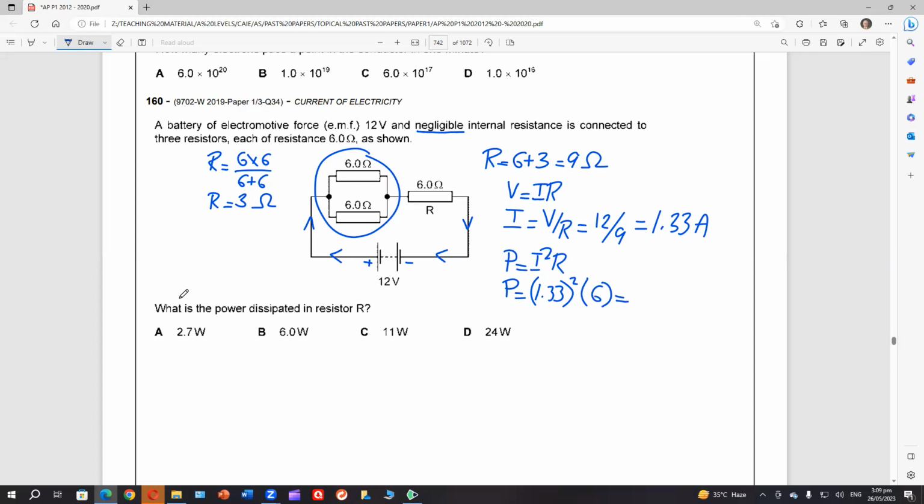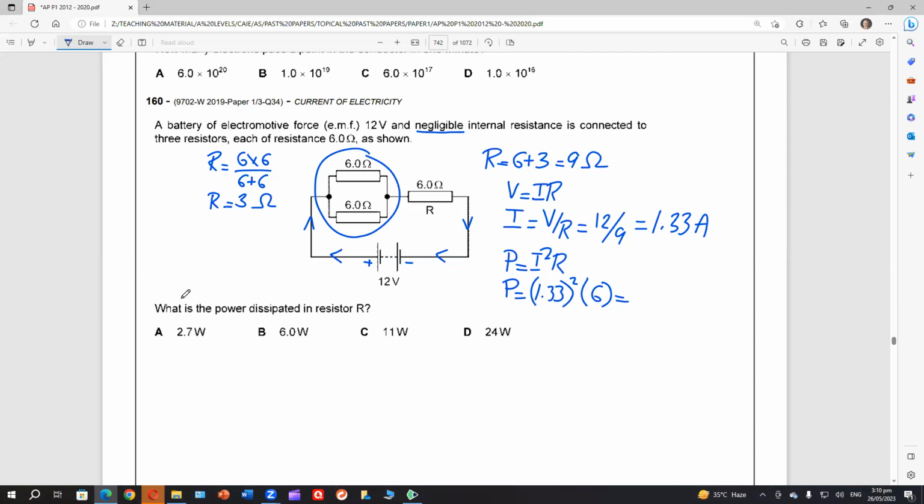But 16 is not the option. It says dissipated in resistor R. So I think there are two resistors, so we'll take one in series and the other in parallel. No. R is only one resistor, no? That is the 6 ohm resistor. So this 16 watt is across 9 ohm. So we'll see how much is in 6 ohm, like the ratio then.